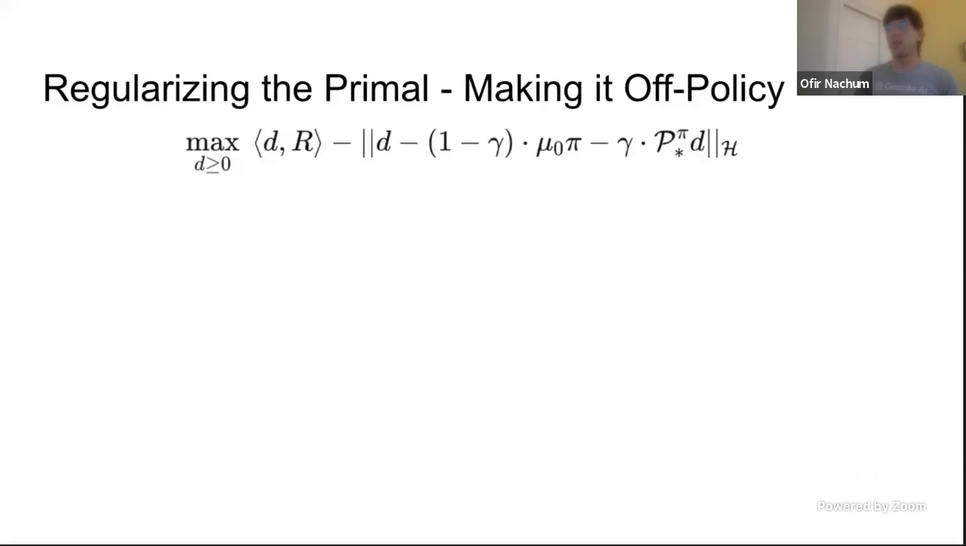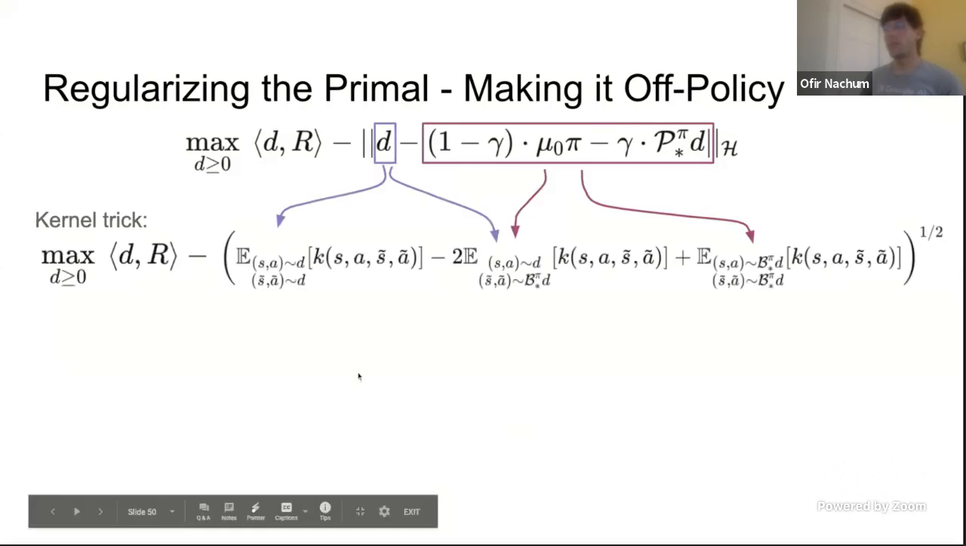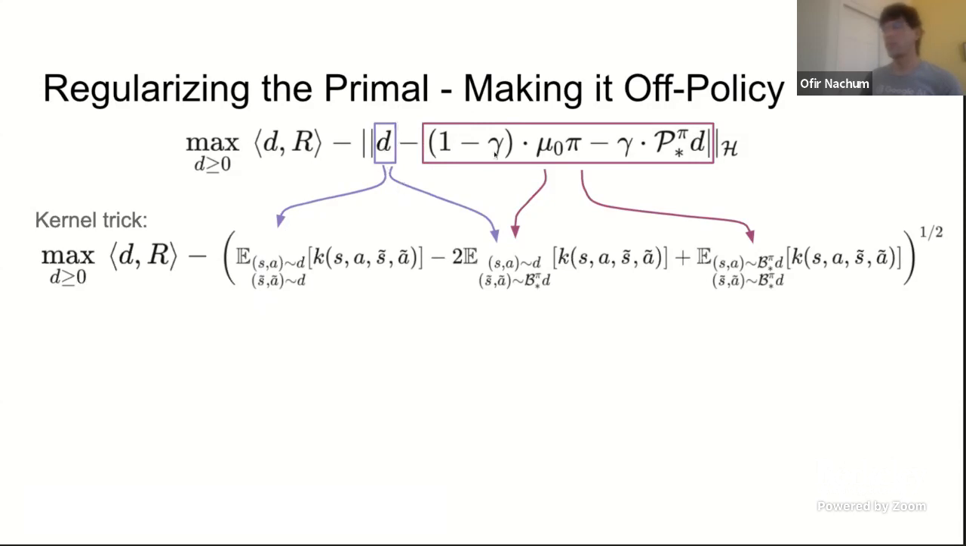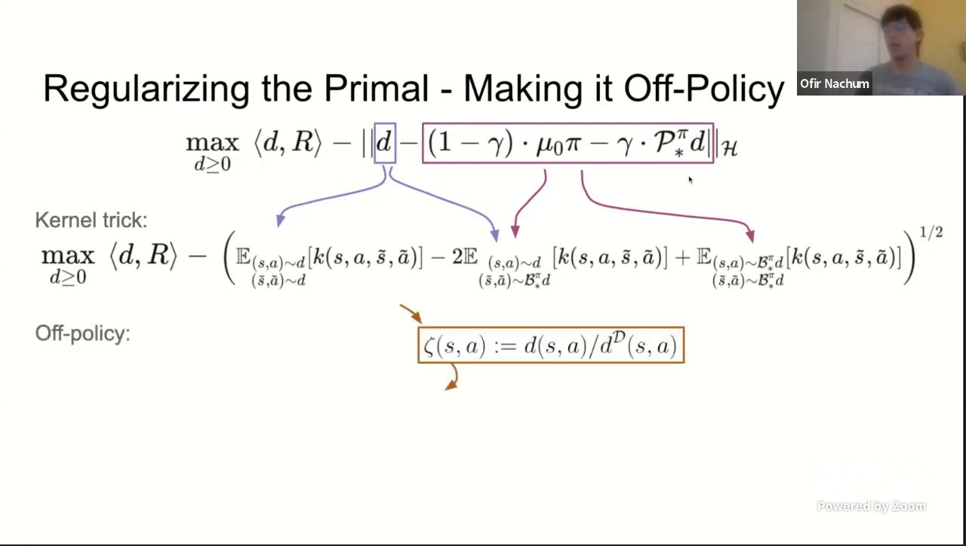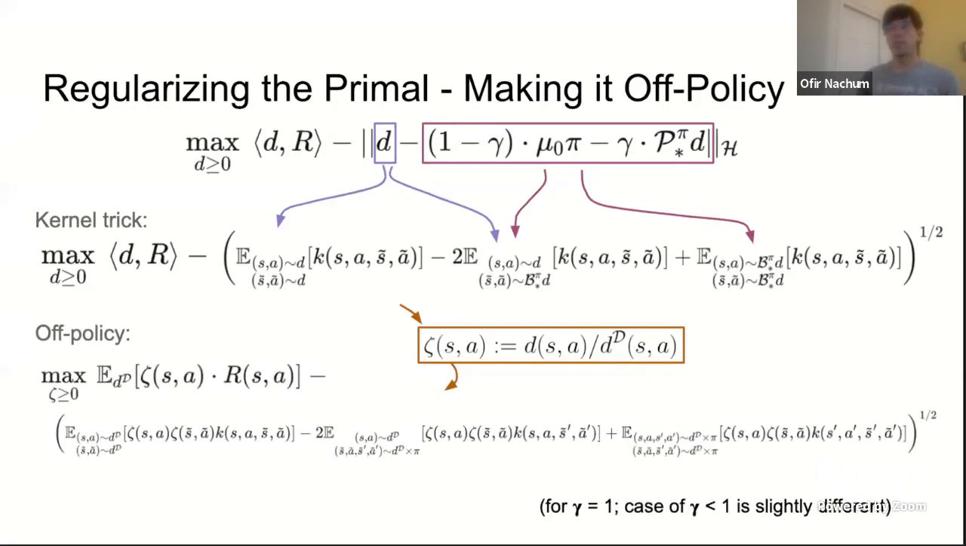Okay, and then the last thing I wanted to show you about this generalization aspect is how to make it off policy. So we've got a nice representation-aware objective for the dual, but all the expectations are over these distributions we're learning, D and the Bellman transpose operator applied to D. But it's pretty easy to make these all off policy by just applying a change of variables. So instead of optimizing over D, you can optimize over zeta, where zeta is defined as D divided by your off policy density. And then all these expectations nicely and conveniently turn into off policy expectations, right?